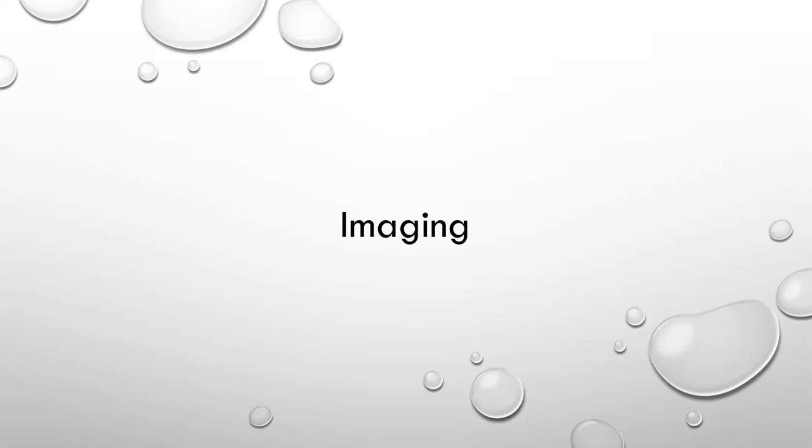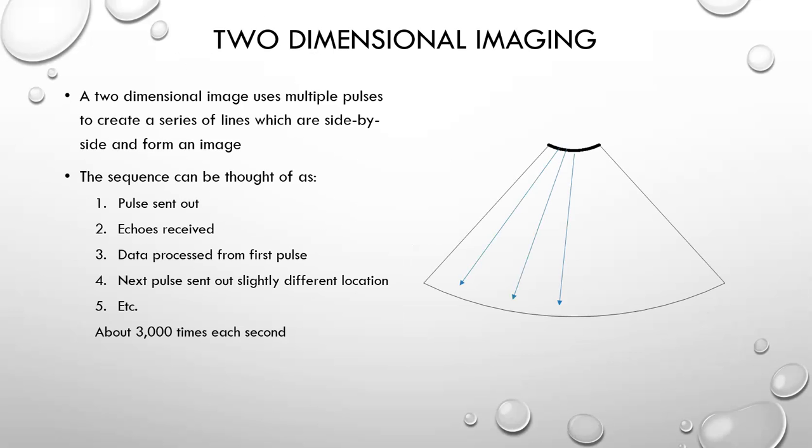Let's discuss how this affects imaging. So with 2-dimensional imaging, we utilize multiple pulses sent out from the transducer side by side to form an image. The sequence can be thought of as a pulse is sent out, echoes are received back to the transducer, and then the data is processed from the first pulse before the next pulse is sent out. And the next pulse is sent out in a slightly different direction. And this happens about 3,000 times each second.